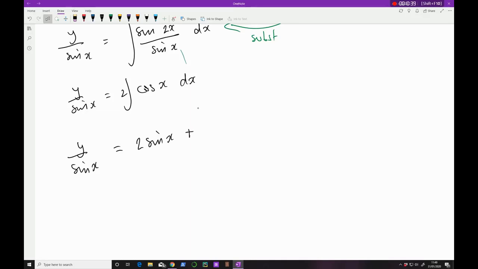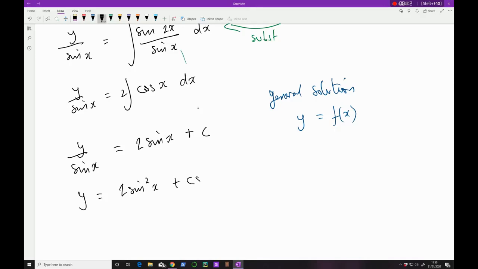Never forget your constant, because this is an indefinite integral. So don't ever forget your integration constant. And then the general solution should always be in the form of y equals f of x. This isn't in the form of that, so let's do that by multiplying both sides by sine x. So y equals 2 sine squared x plus c sine x. And that is the answer to our first question.